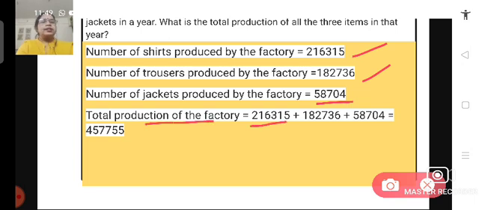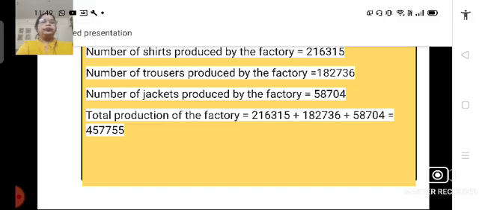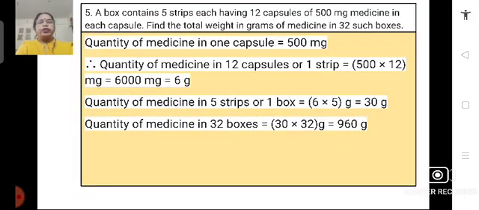It is 2,16,315 plus 1,82,736 plus 58,704. And what is the total amount that we get when we add all these numbers? What do we get as the total number? It is 4,57,755. So the total production of the factory that year is 4,57,755. Moving on to the next question.